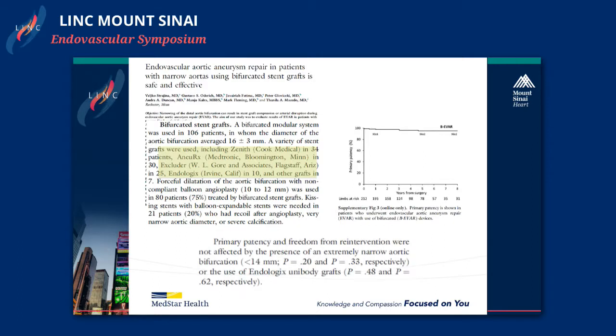Obviously these bifurcated devices were useful or could be used in these narrow spaces. Now when they did a subgroup analysis, they looked at narrow aortic bifurcations 14 millimeters or less, and this was not predictive of limb thrombosis or limb occlusion, so even smaller aortas were okay. And when they looked at the Endologix unibody graft, that was not protective against the narrow aortic bifurcation, again suggesting that modular devices were okay in this situation.